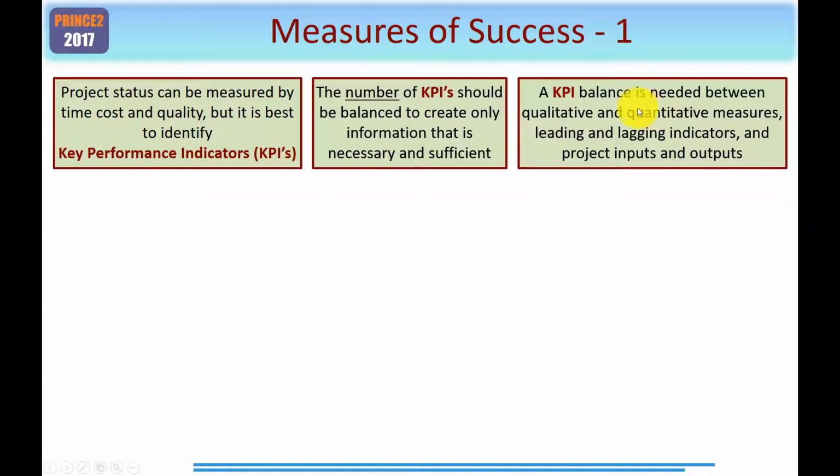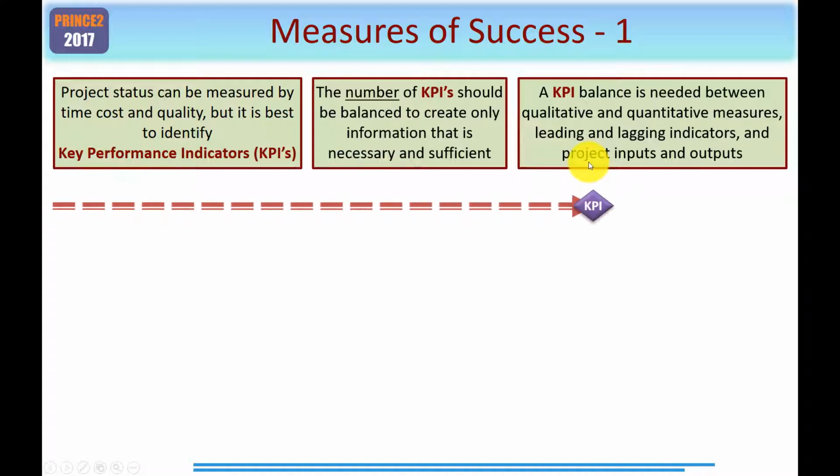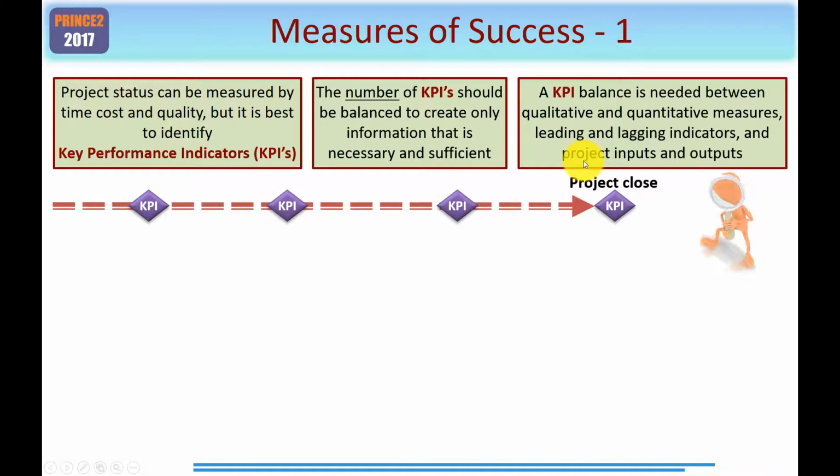So therefore, a KPI balance is needed between several aspects. First of all, qualitative and quantitative measures, something called leading indicators and lagging indicators, and project inputs and outputs. I'll explain these right now. So let's look high level at a project time frame. We'd expect from its start to beginning, there would be KPIs being measured at key points.